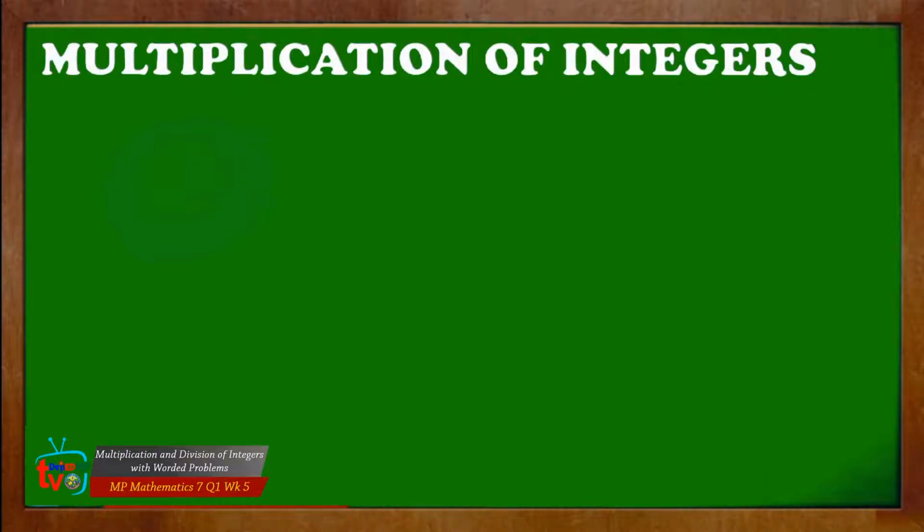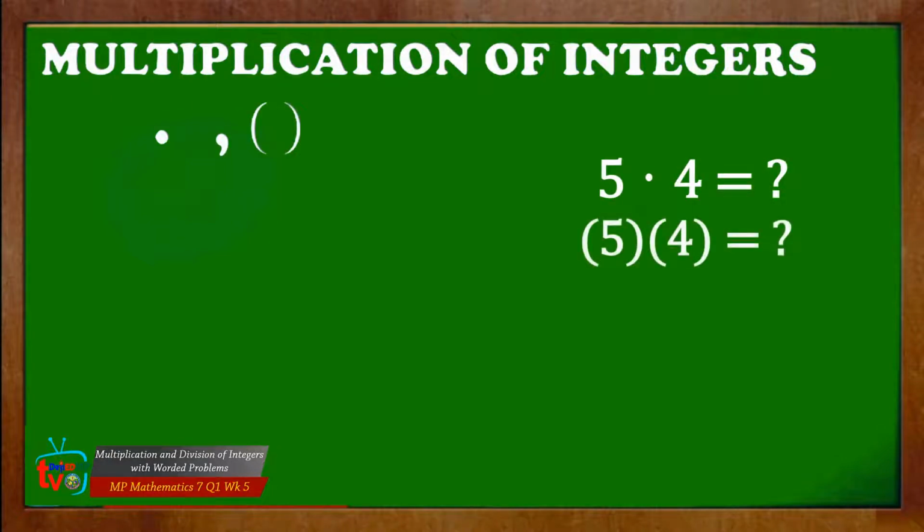Moving on to our lesson. First is the multiplication of integers. We've said earlier that multiplication is a repeated addition. It may be represented by the following symbols: a dot between numbers, parenthesis, and an X mark.